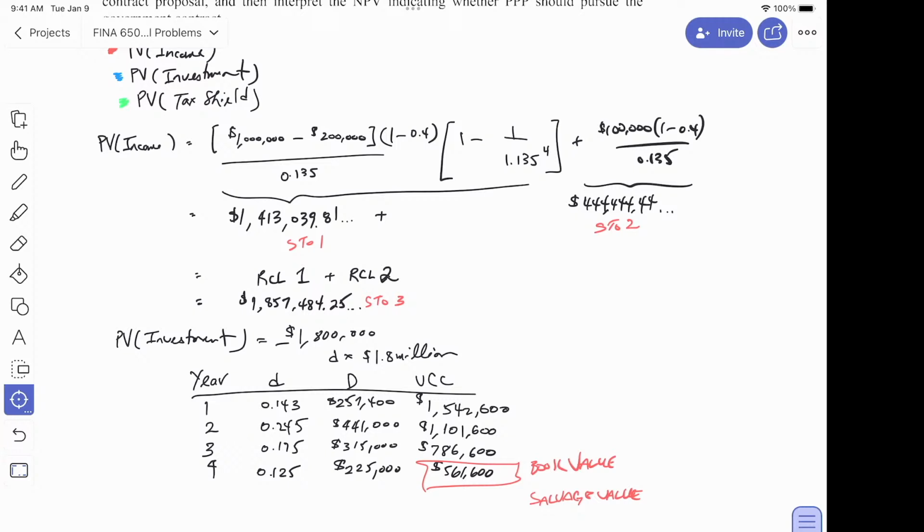Okay, so did anybody not finish the maker's table to get 561,600? The salvage value you're told is 350,000. And so what happens? What about it?